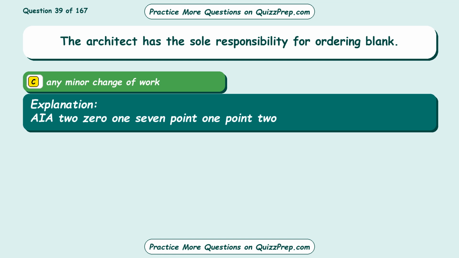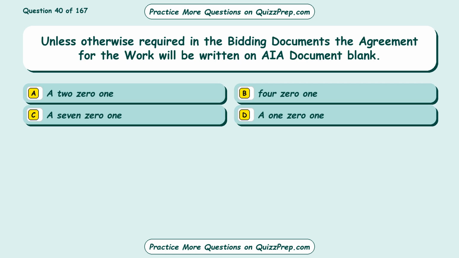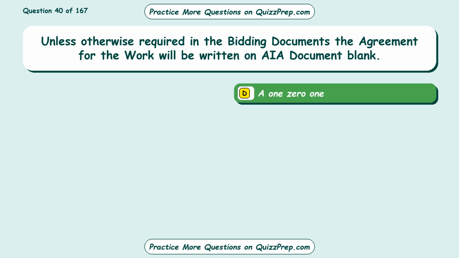2017.1.2. Question 40. Unless otherwise required in the bidding documents, the agreement for the work will be written on AIA document blank. Option A, a 201. Option B, 401. Option C, a 701. Option D, a 101. The correct answer is option D, a 101.